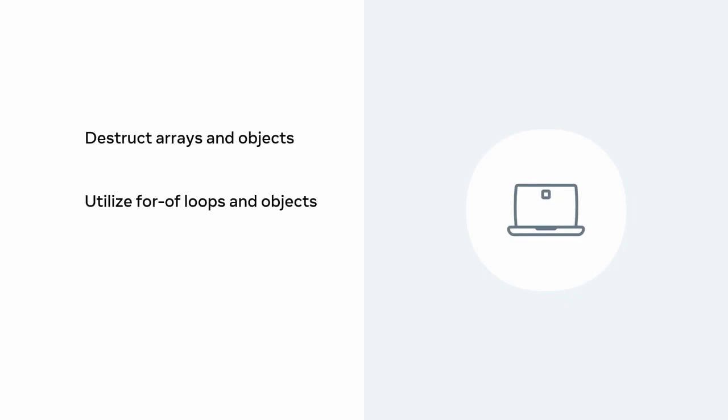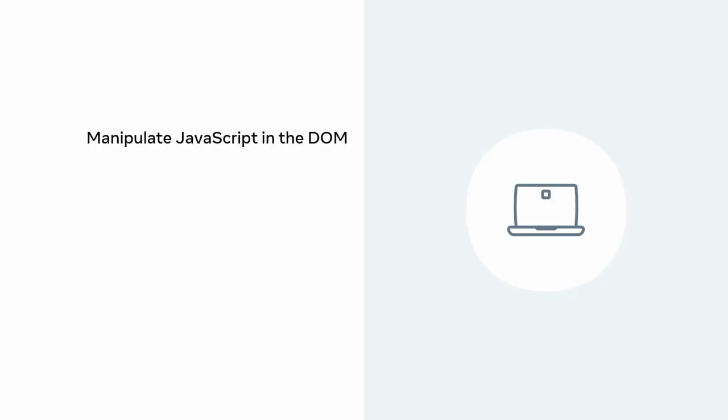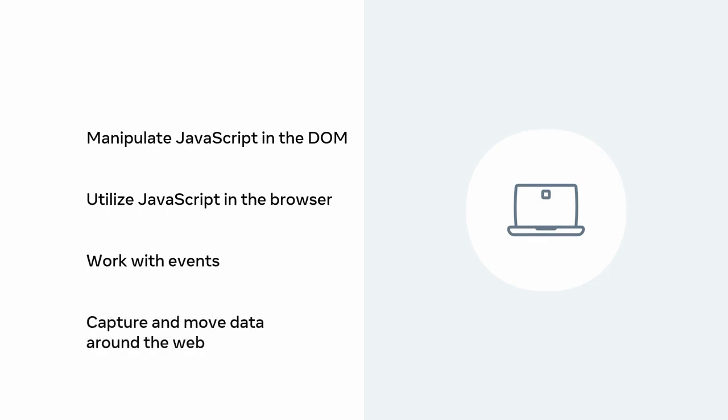You then explored advanced JavaScript features, in which you learned how to destructure arrays and objects, utilize for-of loops and objects, explain the concepts of template literals and data structures, and demonstrate the use of the spread and rest operators. Finally, you explored how JavaScript operates in the browser. During this lesson, you learned how to manipulate JavaScript in the DOM, make use of JavaScript interactivity in the browser, work with events, and capture and move data around the web.